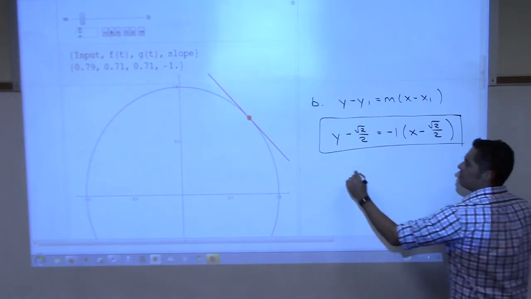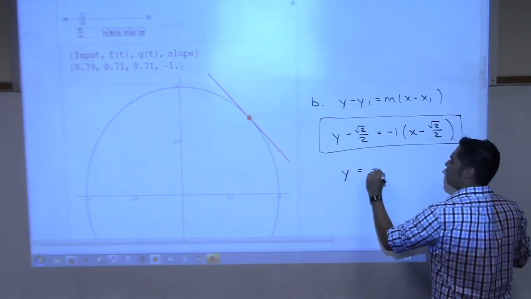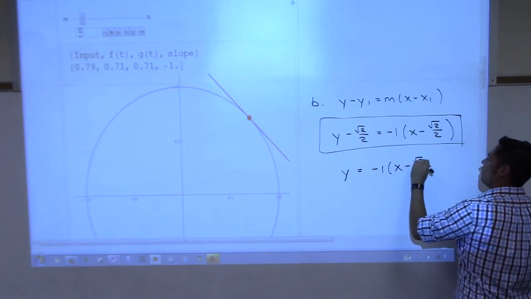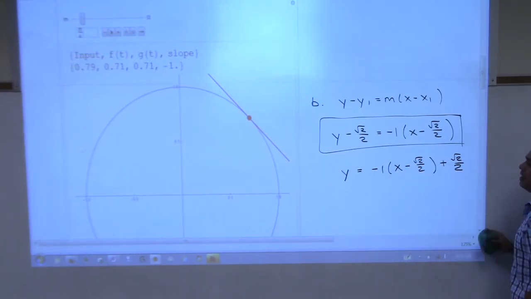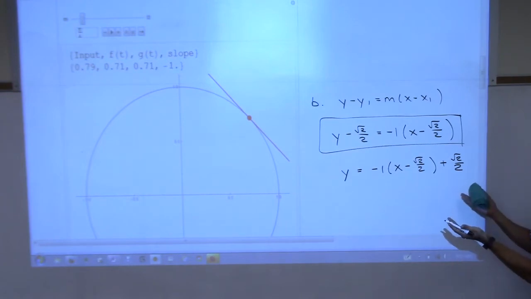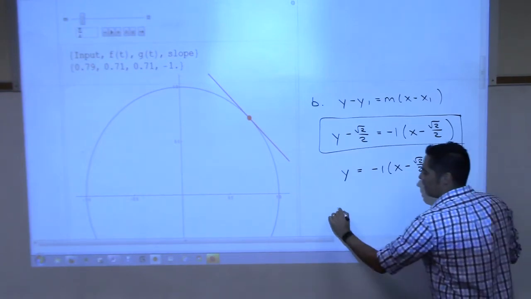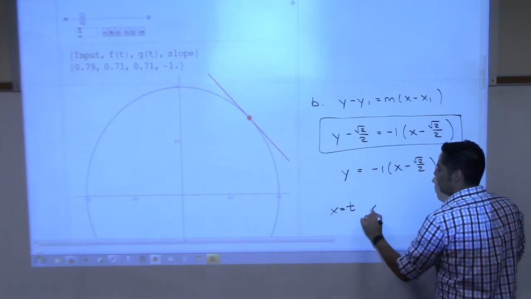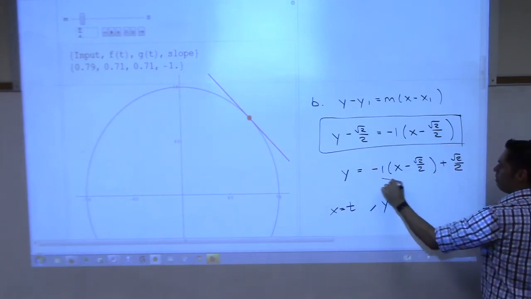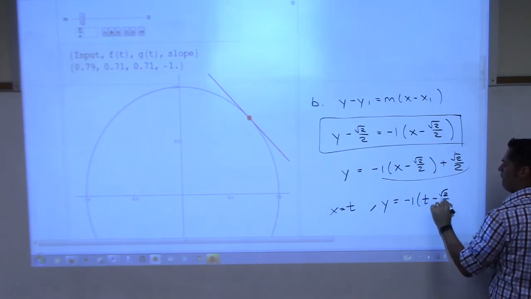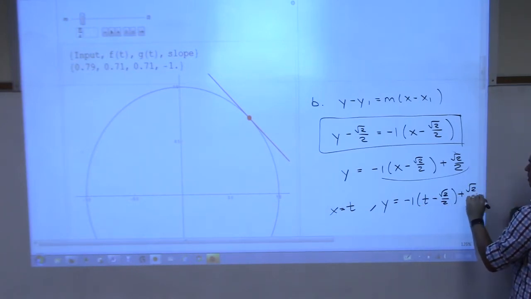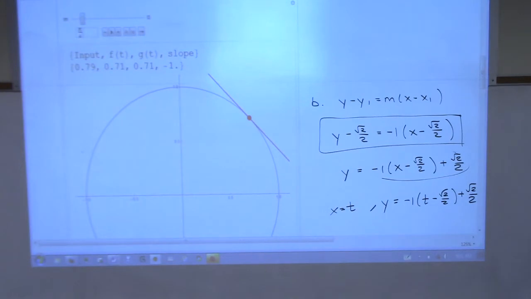Okay, here's what you'd have to do. You'd have to solve it for y, like this, and then plus root 2 over 2. And now, this could be written as parametric equations. You would let x be t, and you let your y be all of this with t plugged in for x. But again, we already had solved it for y, though, right?